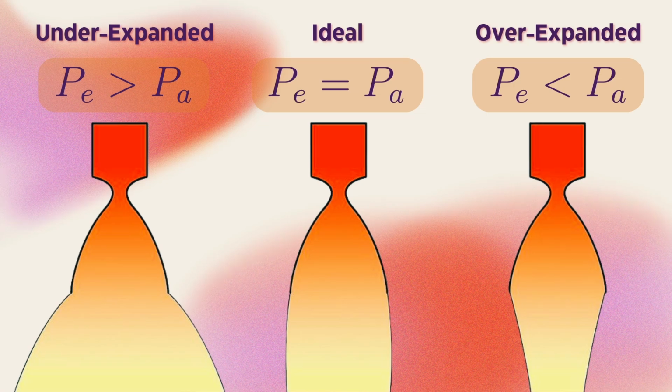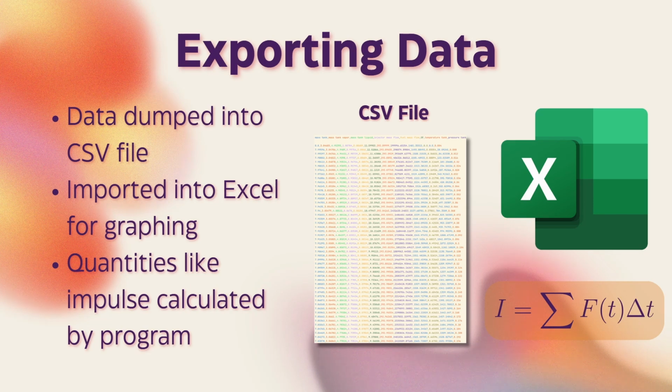And then an overexpanded nozzle is when your exit pressure is less than the ambient pressure, which means that your nozzle has expanded the flow too much and gotten too much velocity, to where now you have a negative pressure difference. You can see that in engines that fire at sea level but are made to go up to where the atmosphere is thinner.